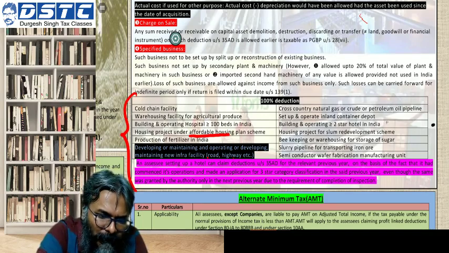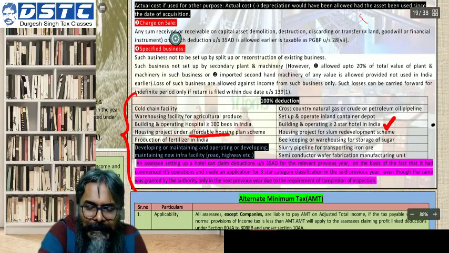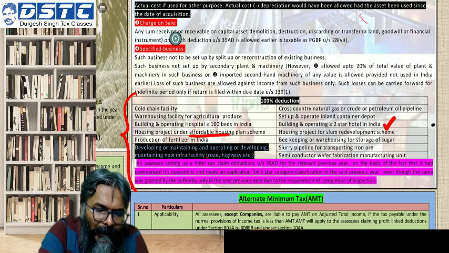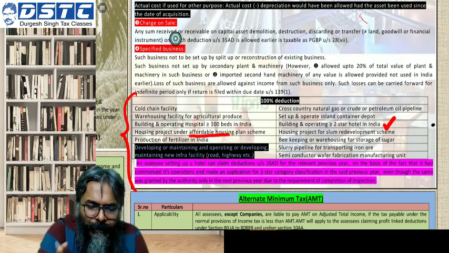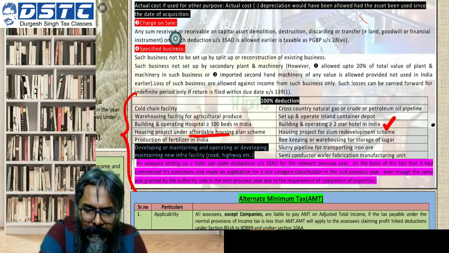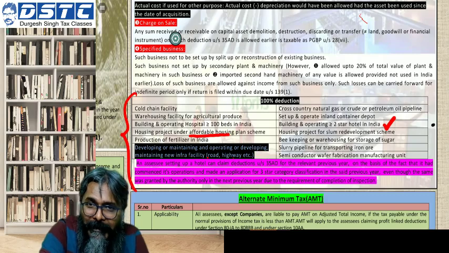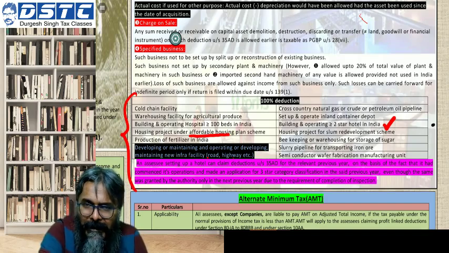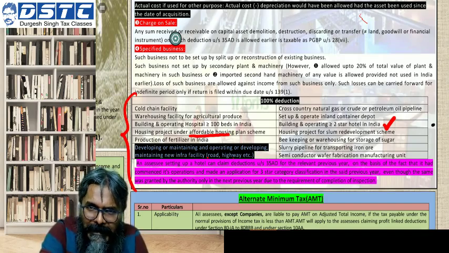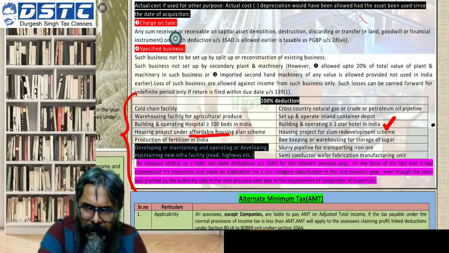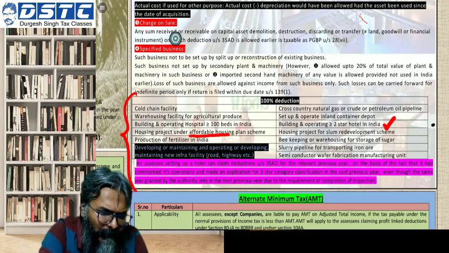Now this is also important, students. Hotel: building and operating a minimum 2-star hotel in India. So minimum 2-star. You will not give yourself a 2-star rating because you feel it's a 2-star hotel. The relevant authority will decide the star category of your hotel, whether 2-star, 3-star, 4-star, 5-star, 7-star. They will decide the star category of the hotel, but the minimum level has to be 2-star. So that is one thing you should always keep in mind.